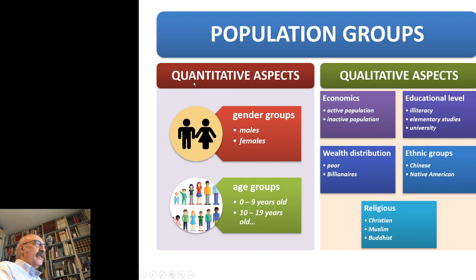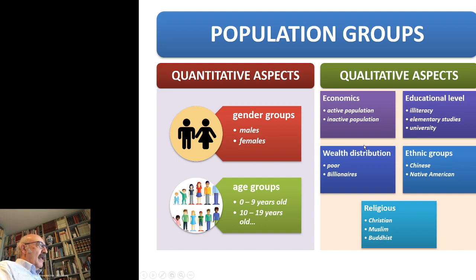Remember, the difference is a quantitative aspect is a question that is answered by a number. So, quantitative aspects is how many males or females there are in a society. And another very interesting and important quantitative aspect is the age groups. So, how many people there are in a society between 0 and 9, between 10 and 19. Okay, these are quantitative aspects, and we also have qualitative aspects. So we have economics, educational level, wealth distribution, ethnic groups, religious, and many other groups.